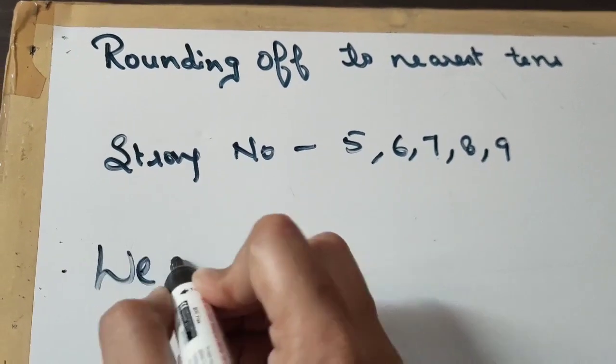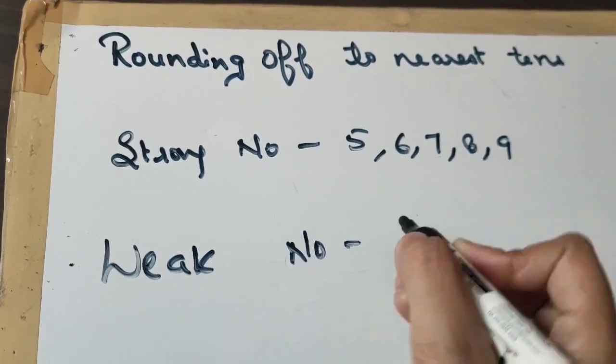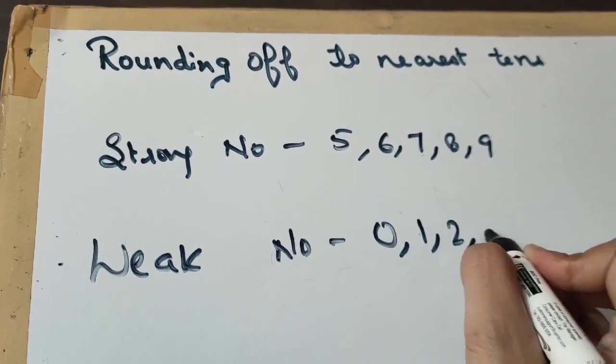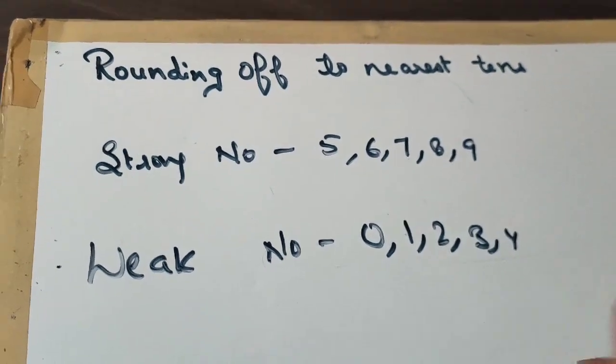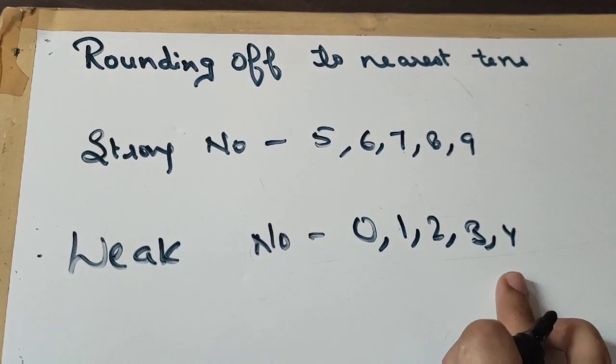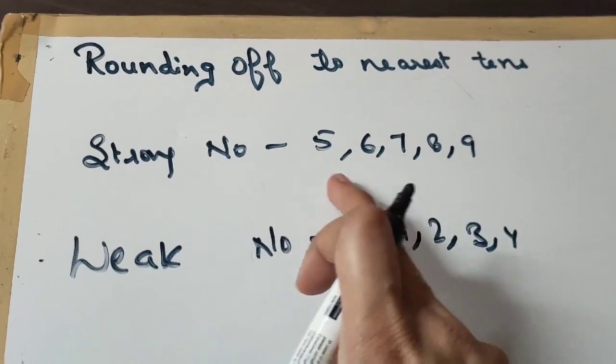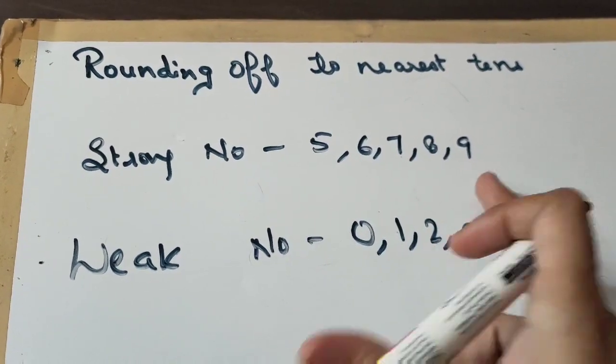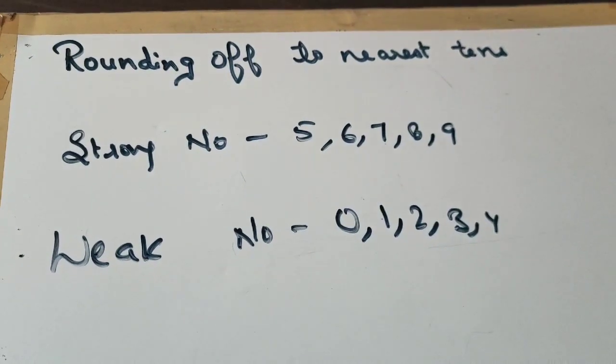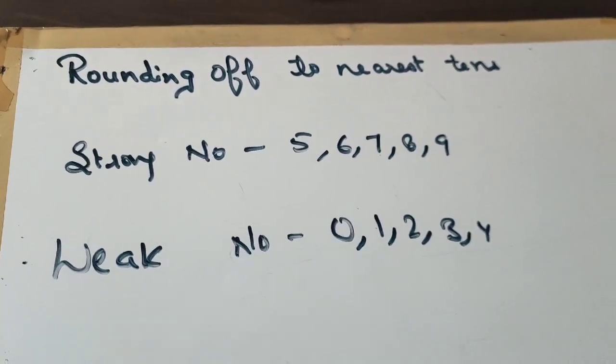Now next is weak numbers. Weak numbers are 0, 1, 2, 3, 4. By these numbers there is no change. But when the strong numbers are there, it increases the number. So they are the strong numbers.